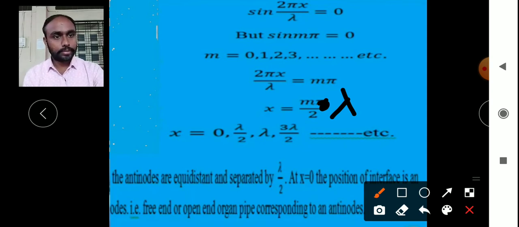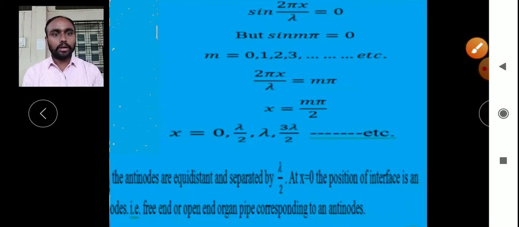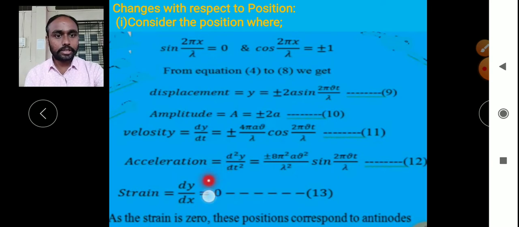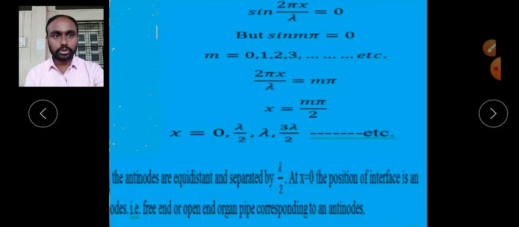Make this correction, this is lambda, because pi gets cancelled. Now see, what we get is x equal to this. So these are the exact positions of antinodes. Why antinodes? Because we got in the previous slide that strain is 0, and whenever the strain is 0, compression is 0, those points must be antinodes. So these are the positions of antinodes, and the antinodes are equidistant.